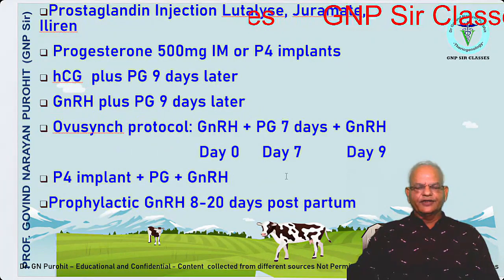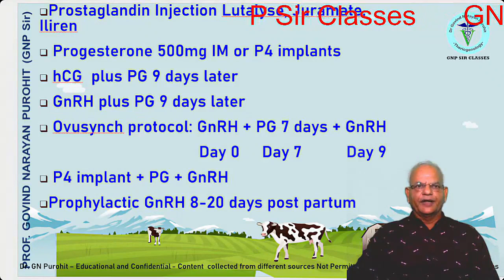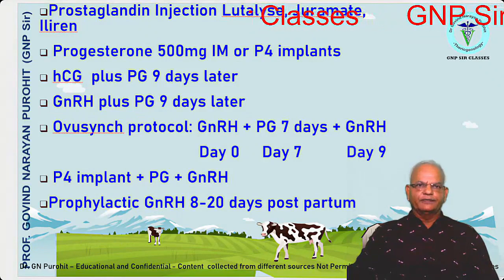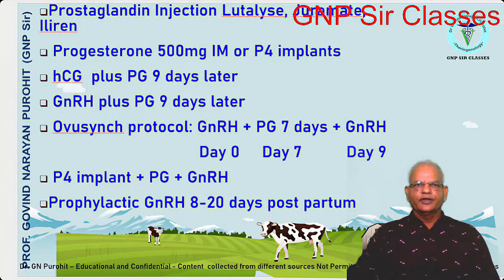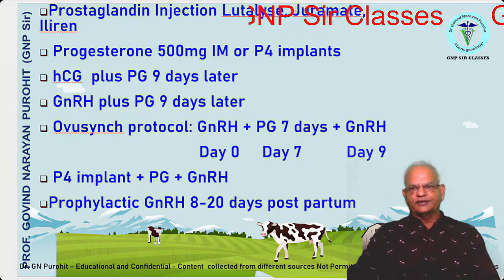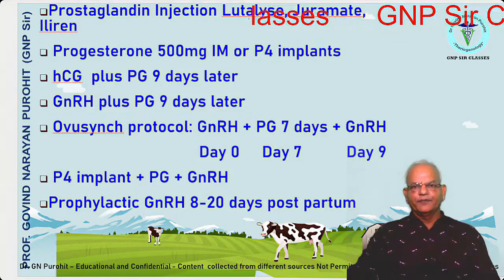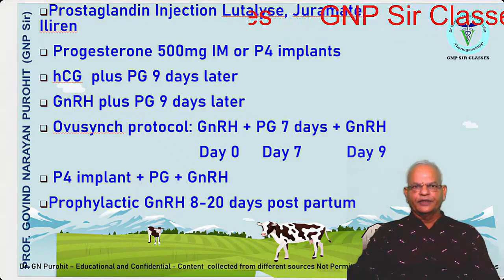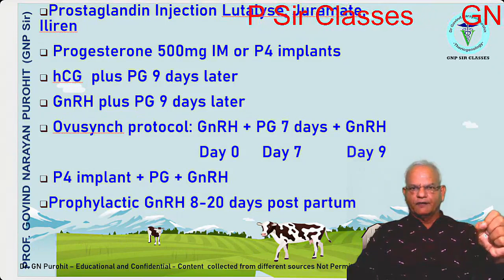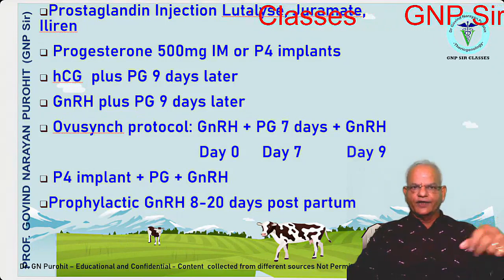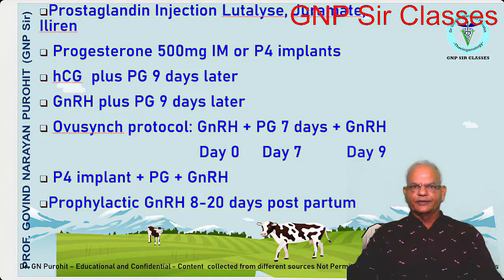Then, in cases of cows with a luteal cyst, you can use a prostaglandin injection, and then you can supplement any follicular cyst cases also with progesterone and HCG followed by a prostaglandin 9 days later, GnRH plus PG 9 days later. These approaches are done because when you administer a dose of HCG, it will cause luteinization of the cyst wall. And then when you administer a dose of prostaglandin 9 days later, it will cause luteolysis and the animal will return to estrus.